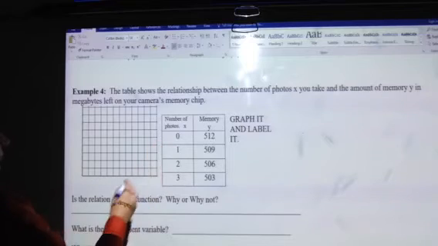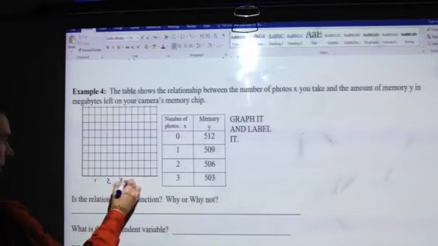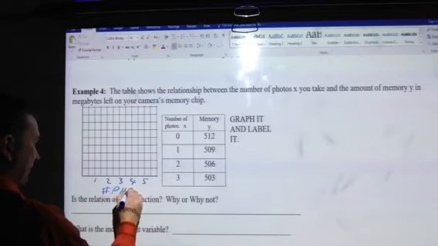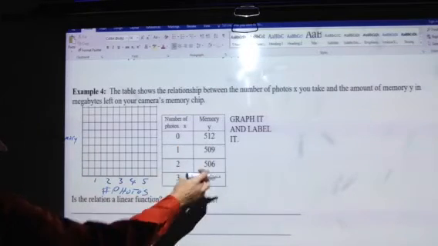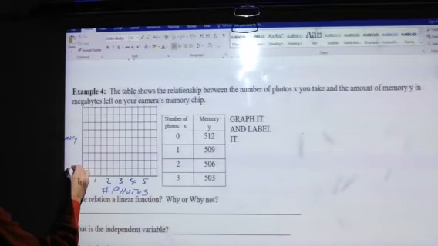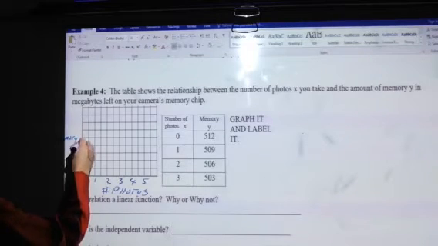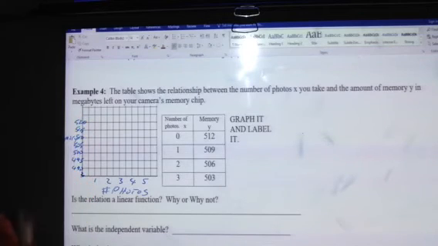Right here, the number of photos we're starting with is 0, 1, 2, 3. The number of photos is down here. The memory is on the left. And we're going from 512 to 503. So I can start this at maybe 490, 495, 500, 505, 510, 515, 520, and so forth.